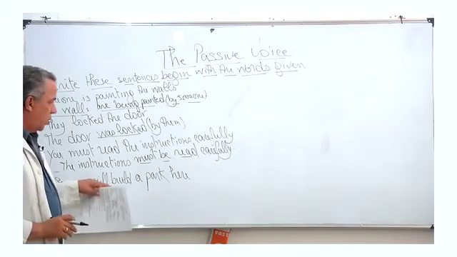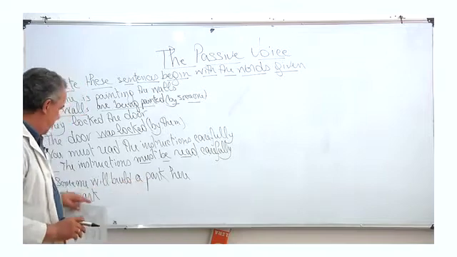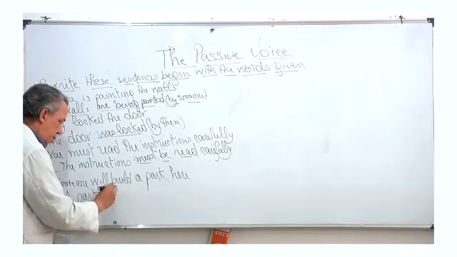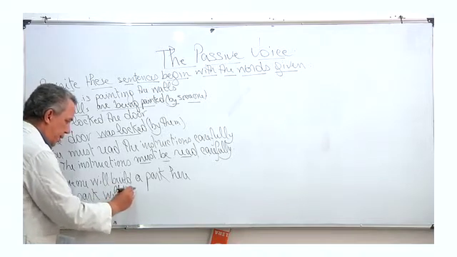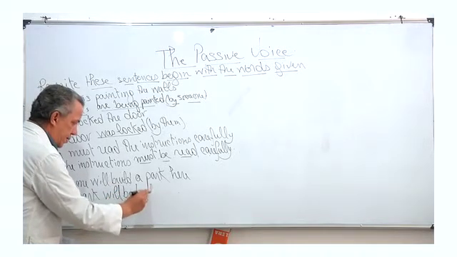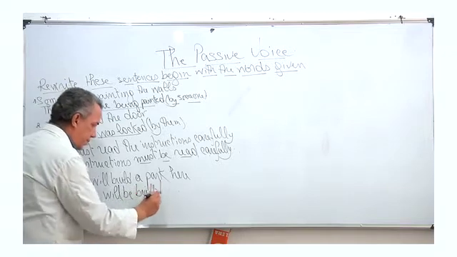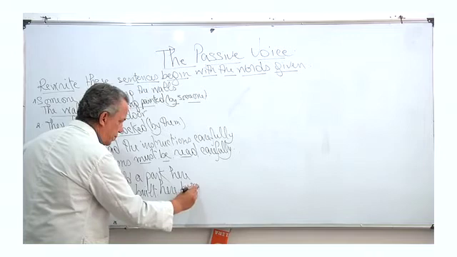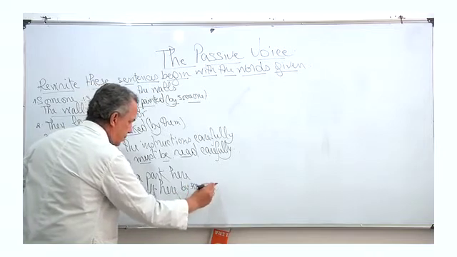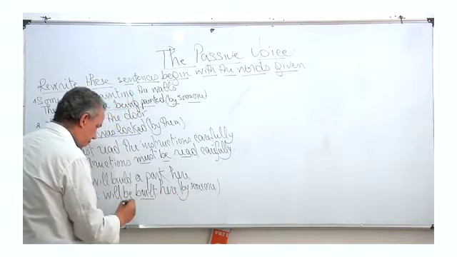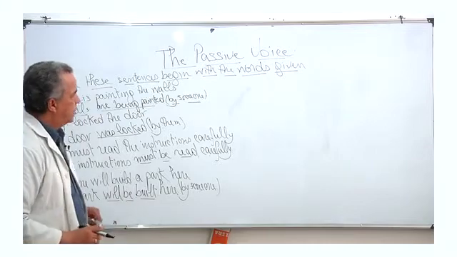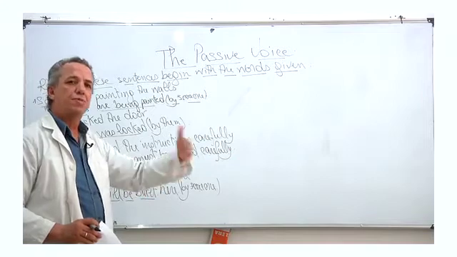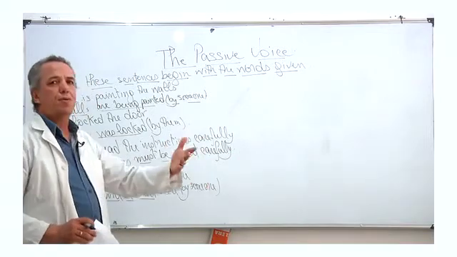So someone will build a park here becomes: a park will be built here by someone. Will be built. So as I said before, we transform the sentence from the active to the passive form by beginning with the object.